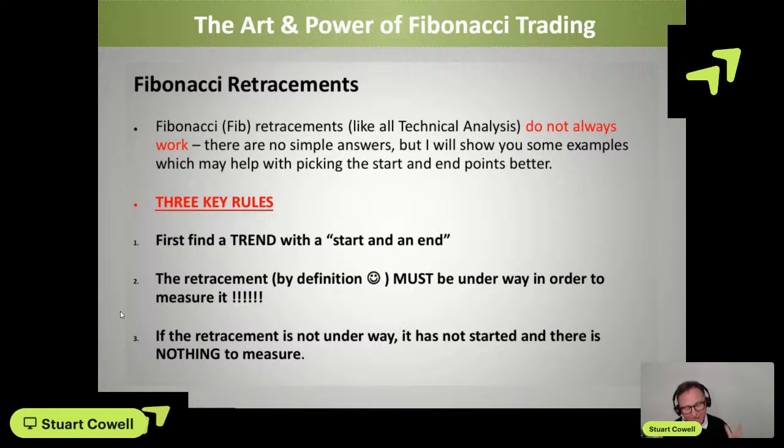The retrace, this is the key thing that lots of people get confused with, or won't accept the limitations of the Fibonacci, and don't appreciate its powerfulness. The retracement, by definition, must be underway in order to measure it, because that's all the Fibonacci retracement is doing. It's measuring the retracement, so it's got to have already started before you can measure it. So therefore, you'll never catch the top of the trend or the bottom of the trend. It's got to have already turned before you can measure it.